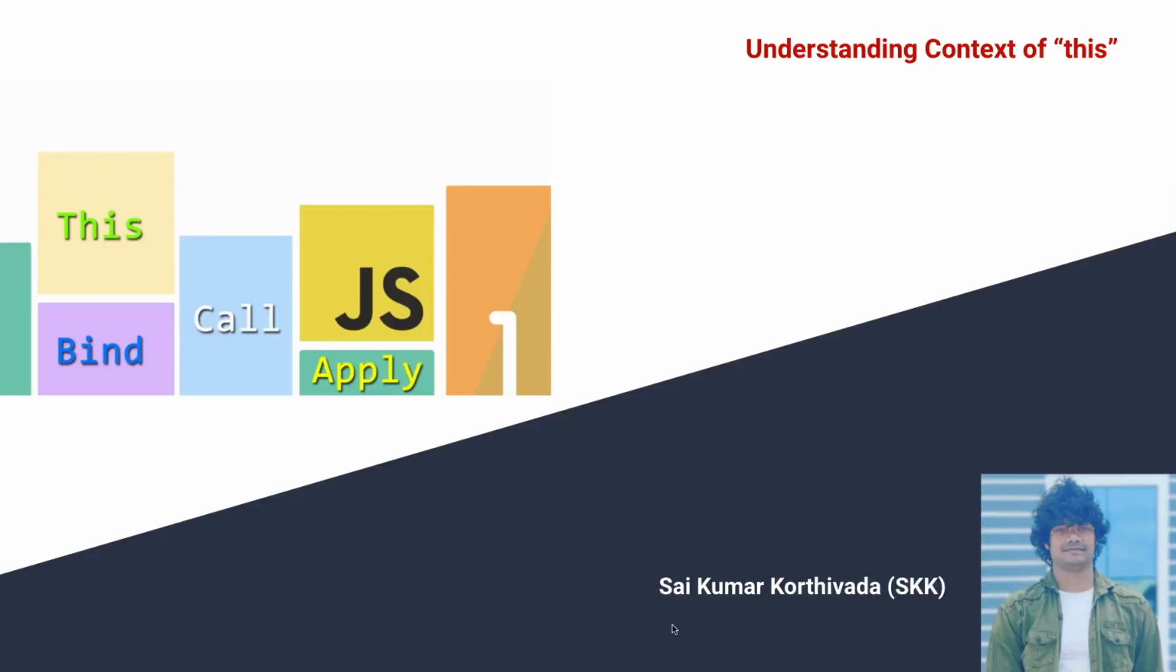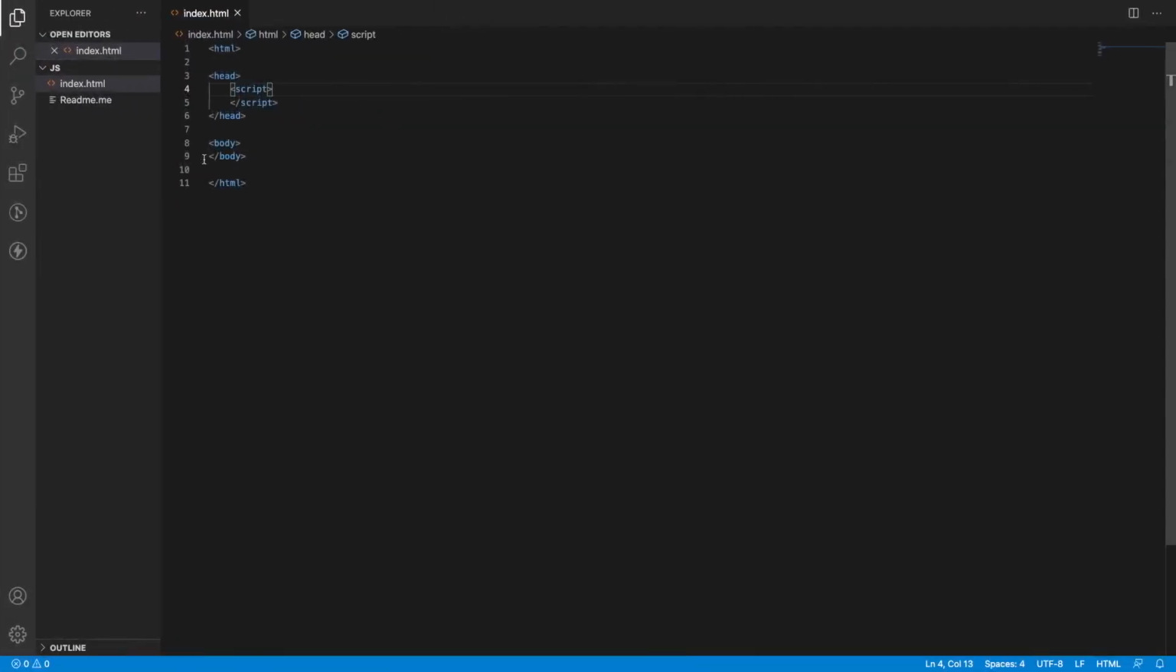In this video, we will learn about this keyword along with call, bind and apply methods to change the context of this keyword. Before understanding this conceptually, let's try to understand with an example. Let me go quickly into Visual Studio. Here I have created one index.html with a script tag. Let's understand what is a window object and what is this.